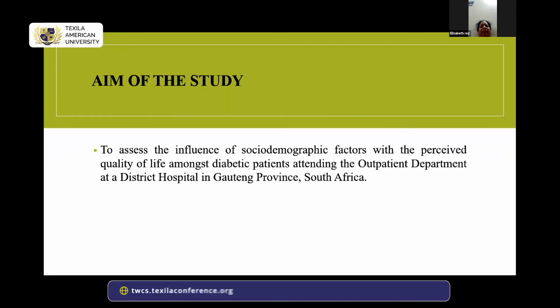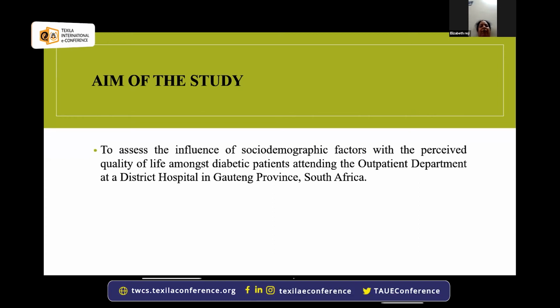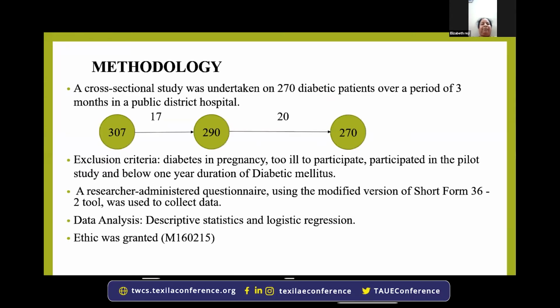The aim of the study was to assess the influence of socio-demographic factors on the perceived quality of life among diabetics attending an outpatient department in a district hospital in Gauteng province, South Africa. Next slide, please.